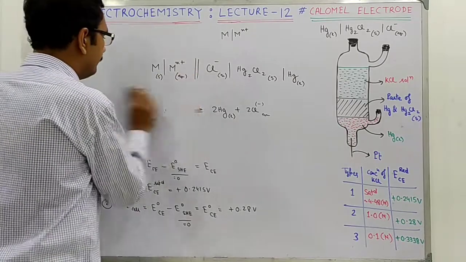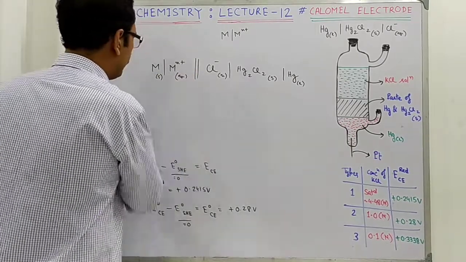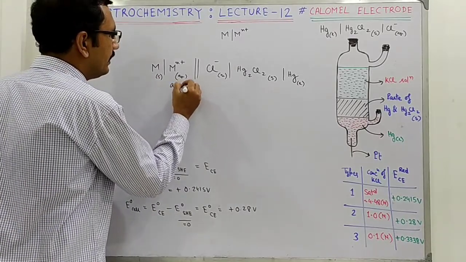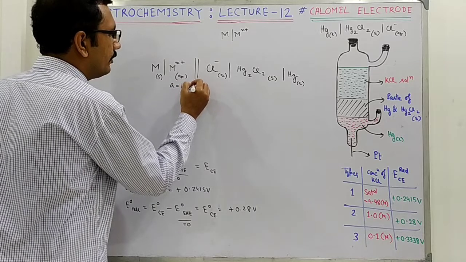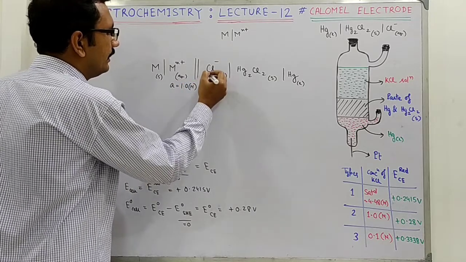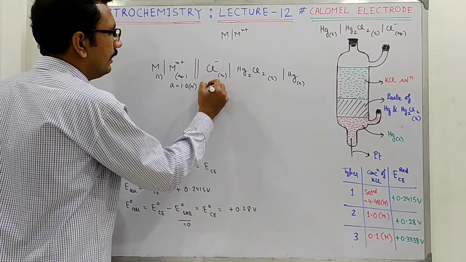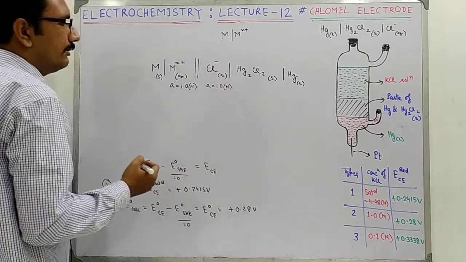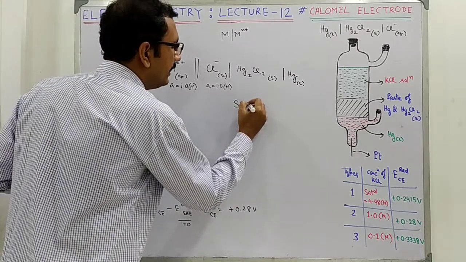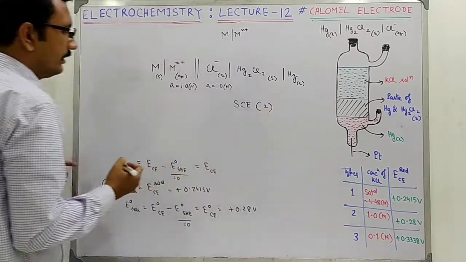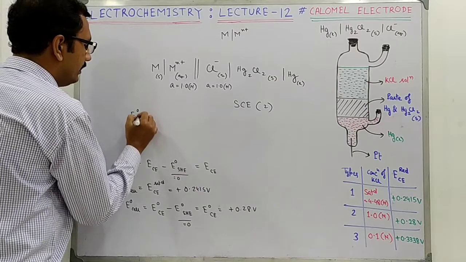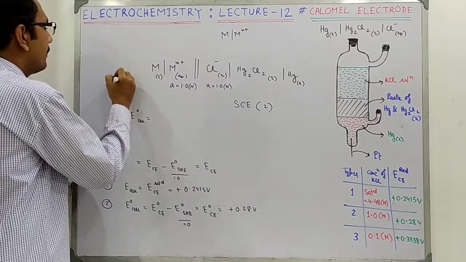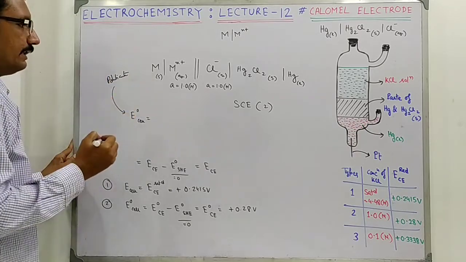And then you maintain it at the standard state. So, you keep its activity equal to 1.0 normal and you keep the activity here A equal to 1.0 normal. So, you are taking the standard Calomel electrode, that is experiment 2. So, it will give you E0 cell, that will be given by the potentiometer when you are connecting it.